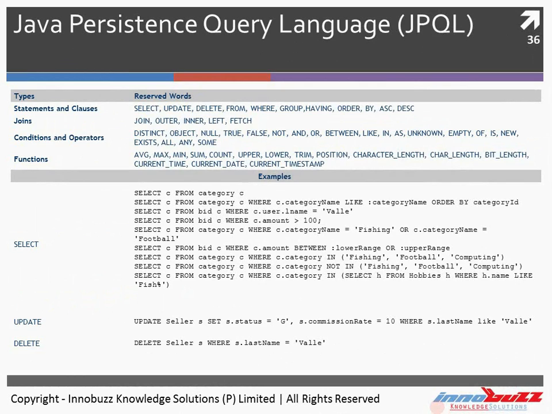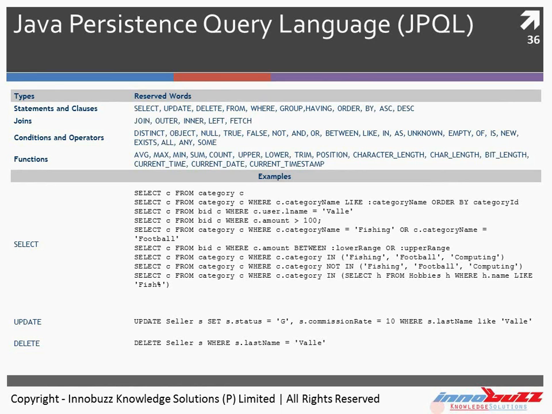So if you see, the persistence query language can have statements and clauses just like SQL. If we are aware of SQL, knowing this will also be very simple. It is simple as structured query language. We have statements and clauses which will include select, update, delete, from, where, group, all kind of clauses, having, order by, ascending, descending. We also have joins for inner, outer, left and fetch, conditionals and operators.